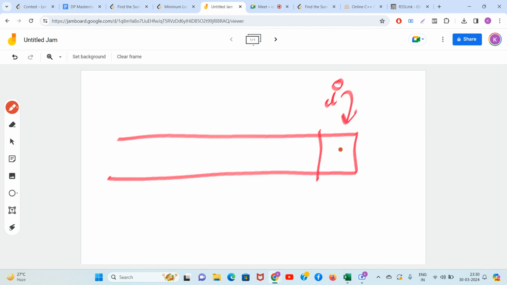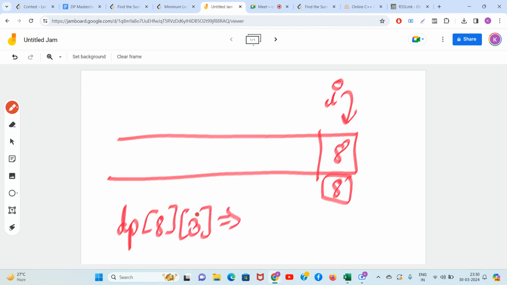So, let me show you some numbers. Let's say there is an 8 here, okay? So guys, can anyone write the meaning of dp[8][3]? Wait, this index is also 8 and the number is also 8. So guys, what is the meaning of dp[8][3]? Pooja, please write in the chat. What is the meaning of dp[8][3]?